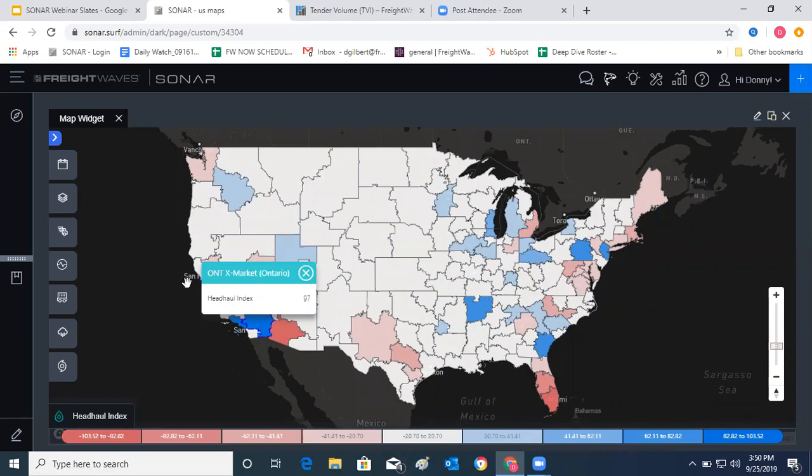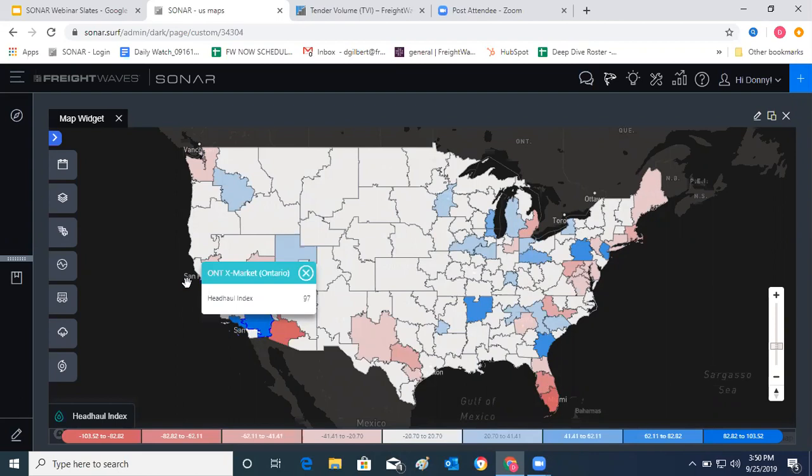After Haul Index, we want to look into our outbound tender rejection rates. Outbound tender rejection rates measure the willingness of drivers to pick up loads in a market, or for inbound, the willingness of drivers to deliver loads into those markets. We look at the acceptance rates of drivers out of certain markets, and we measure it by looking at the tender rejection rate. How many loads are being rejected?